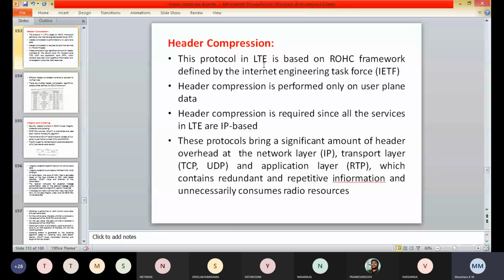So this leads to redundant and repetitive information and unnecessarily consumes radio resources. Profiles are defined for the ROHC framework, where each profile is specific to a particular layer. For example, TCP/IP, RTP/UDP/IP. So here the supported profiles in 3GPP release 8 are listed in the table. So we can go through this table.